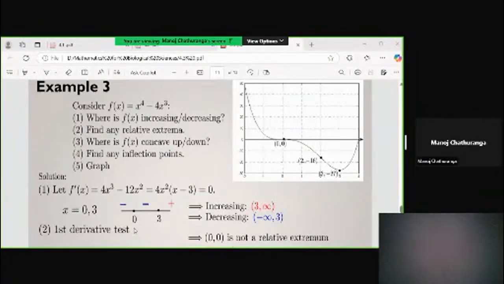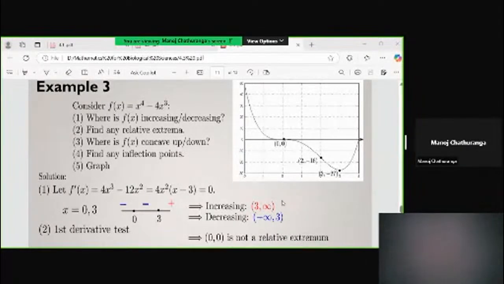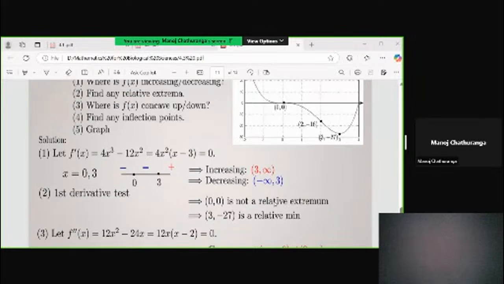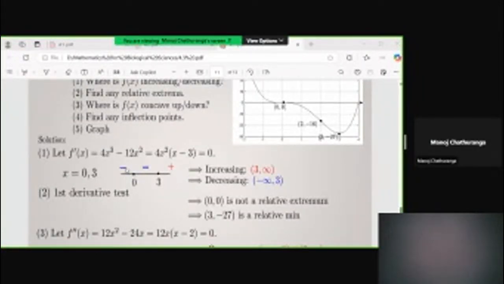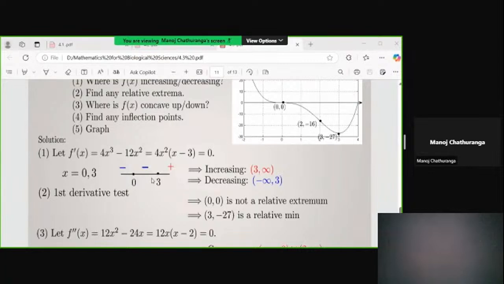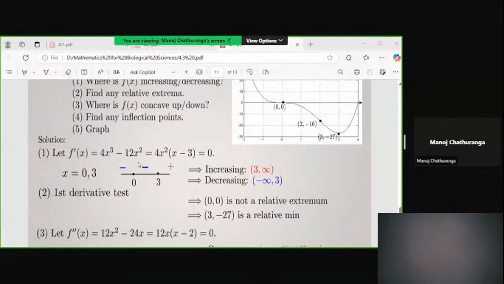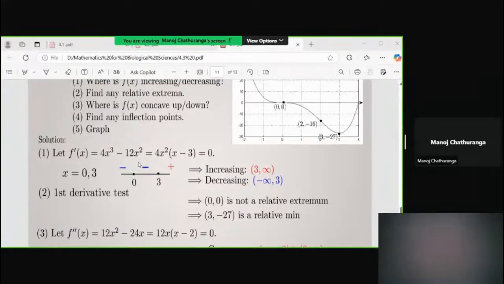So the function is increasing from 3 to infinity, but it is decreasing from minus infinity to 3. If you think about this, the function is decreasing before 0, and at 0 we have a horizontal tangent line, then after 0 it keeps decreasing. So that means 0 is not an extreme point, even though it is a critical point. It is not a relative maximum or a relative minimum.